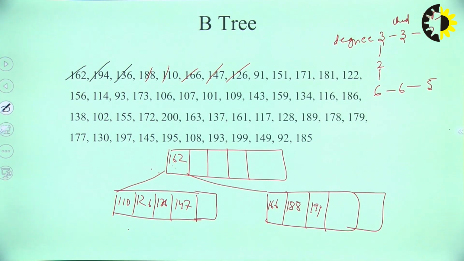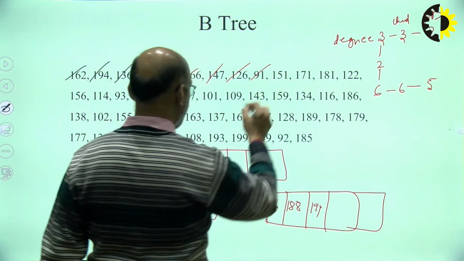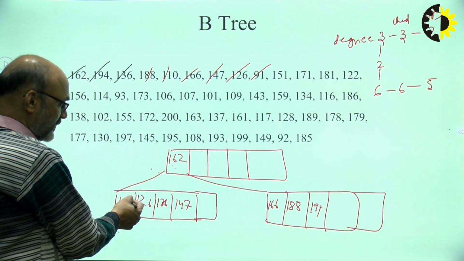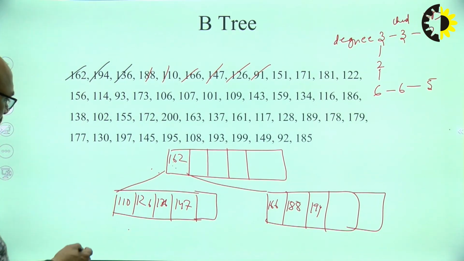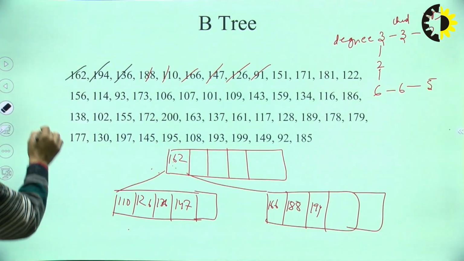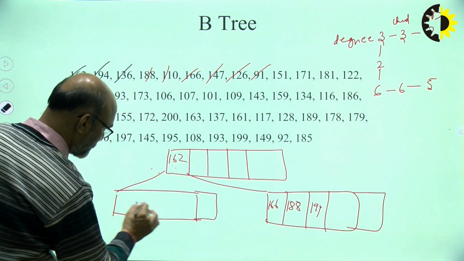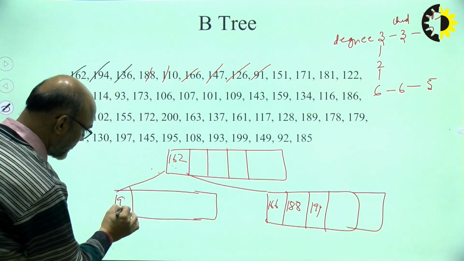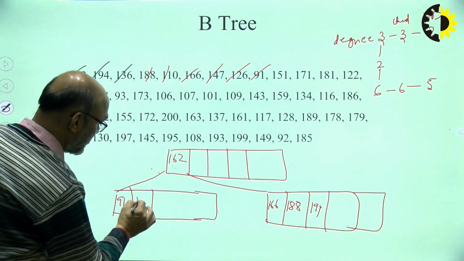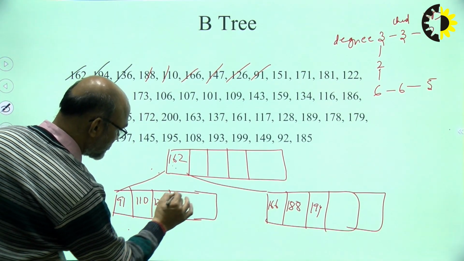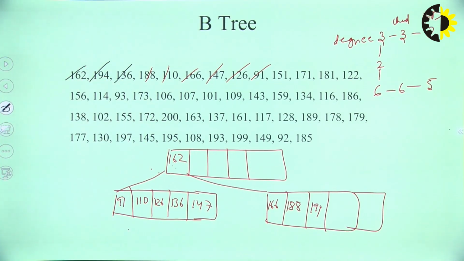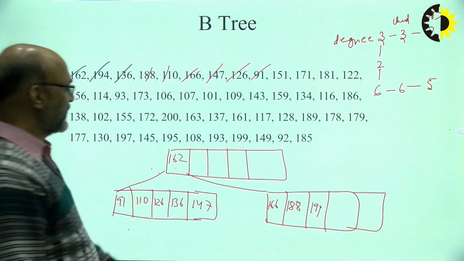Five spaces are there. Now, next key is 91. It will arrive, be compared, the left child pointer is tested, 91 is less than 110. Then there is a shuffling: 91, 110, 126, 136, 147. The node is full. The next value is 151.